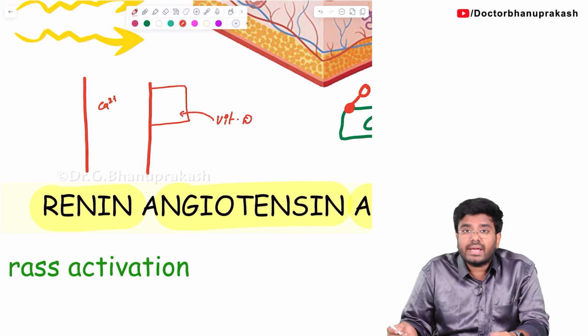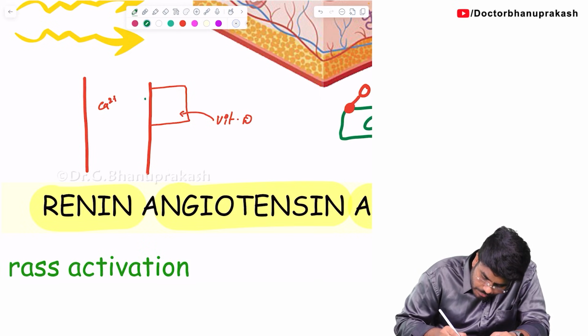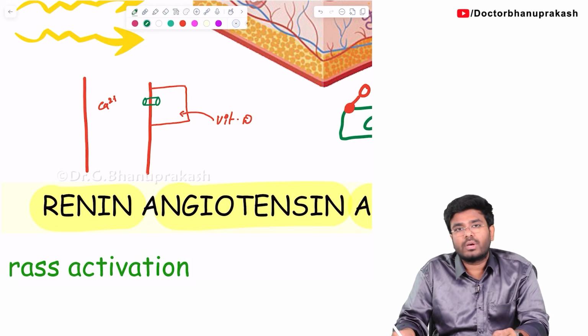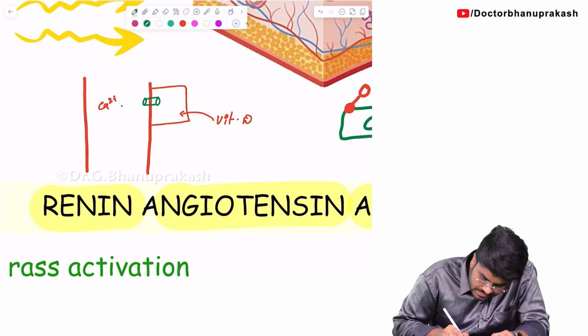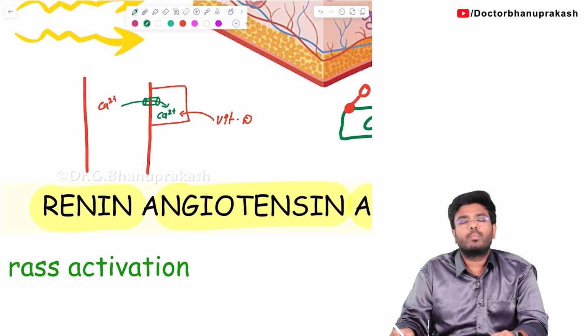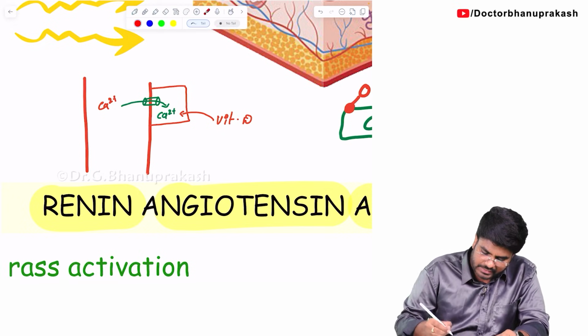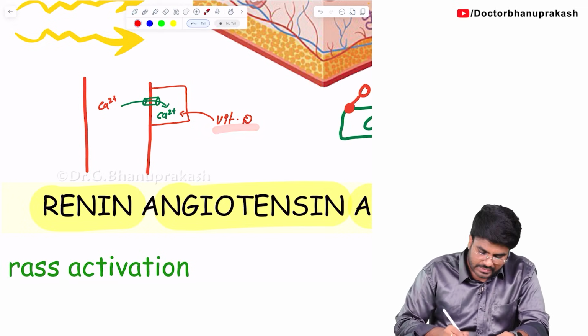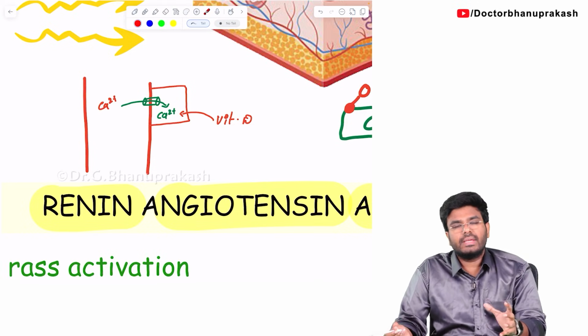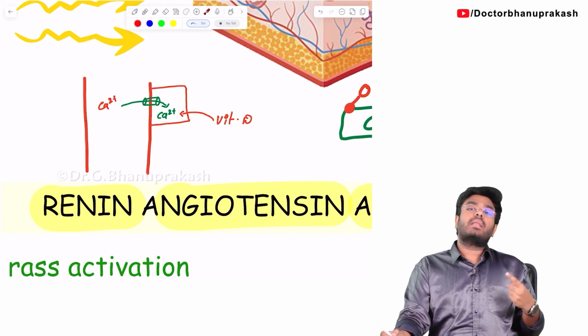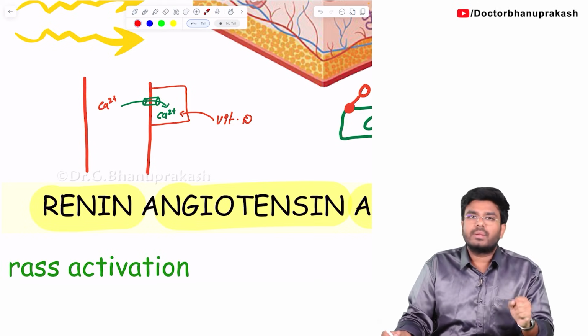When vitamin D comes and acts on the cells, these cells will produce something called calbindin. They are producing a transporter called calbindin. With the help of this calbindin, more and more calcium can be absorbed. So, try to understand like this: vitamin D increases the calcium absorption. Vitamin D increases the calbindin levels, so more and more calcium can be absorbed.